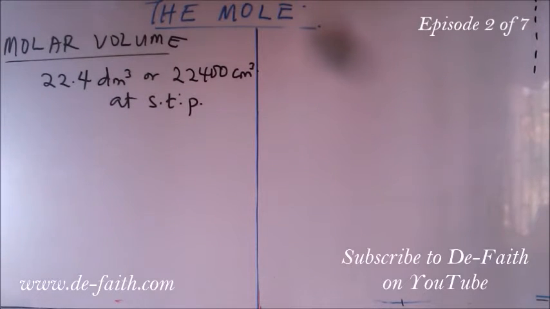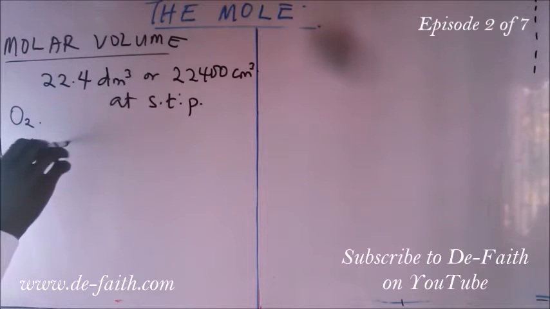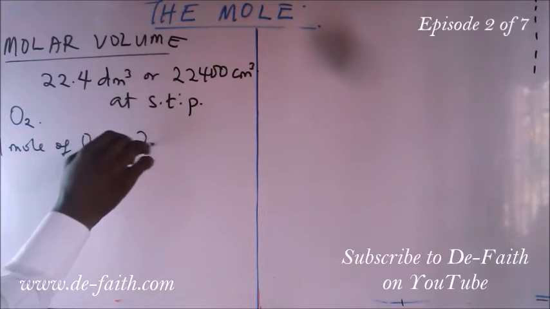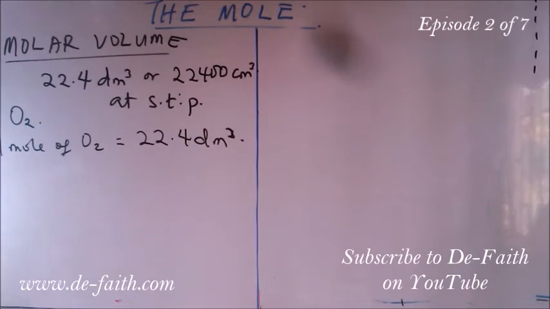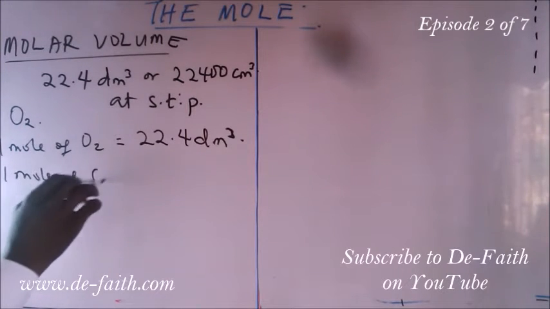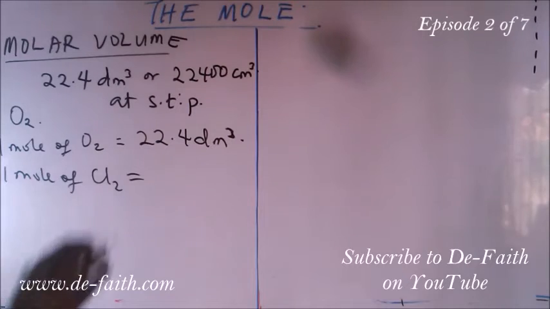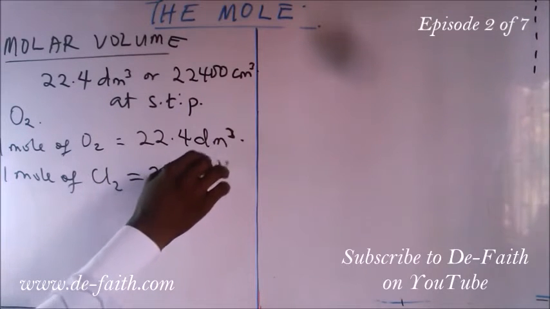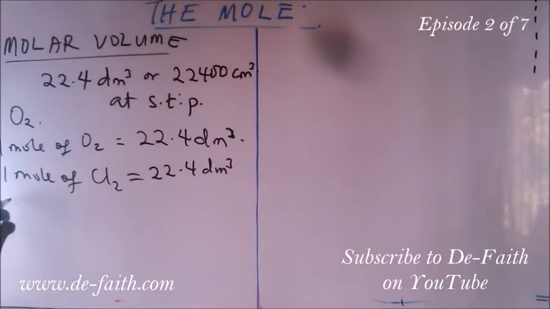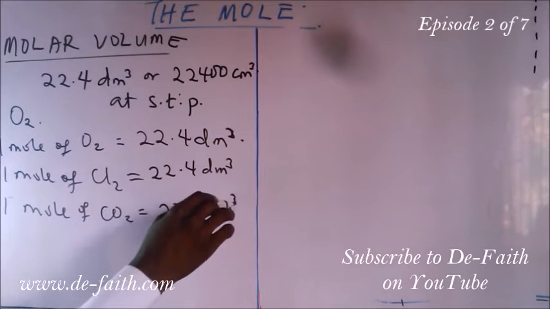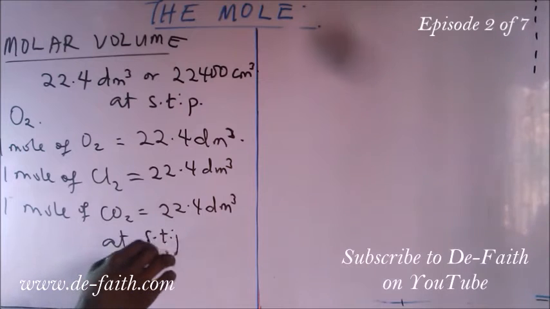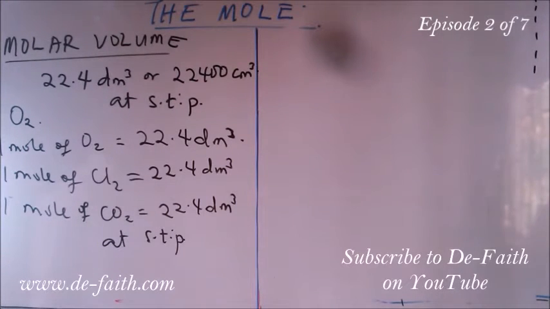Alright, so after that is noted. So if you have a gas such as oxygen gas, 1 mole of oxygen gas contains 22.4 dm cubed at STP. 1 mole of chlorine gas contains 22.4 dm cubed at STP. Even a compound, 1 mole of CO2 gas contains 22.4 dm cubed at STP. So with this, we shall solve some questions.